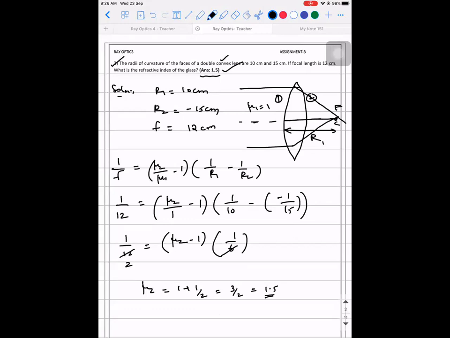I hope it is clear. Any doubt? I'm expecting questions. Sir, how is R2 minus 15 centimeter? Because see, the second refracting surface's center will be on which side? Left hand side. So when the optical center is taken as the origin, any distance which is measured on the left of the optical center is taken as negative. That is why I put a minus. Is that clear? Yes, sir. Okay.